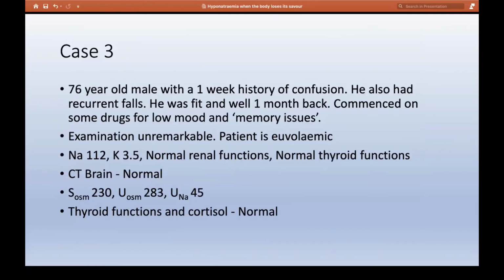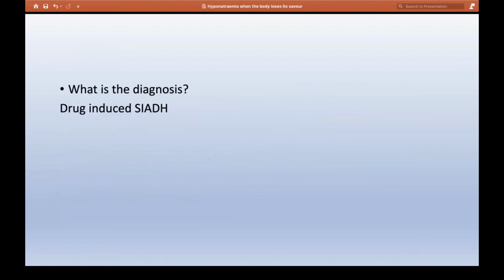Third and last case, you have a 76-year-old male with a 1 week history of confusion and recurrent falls. He was fit and well 1 month back. But the family doctor has started him on some drugs for low mood and memory issues. Examination is unremarkable and he's euvolemic. Sodium is low, CT is normal. Serum osmolality is low, urine osmolality is high, and urine sodium is also high. Thyroid and cortisol are normal. So what is this? This is likely drug-induced SIADH.